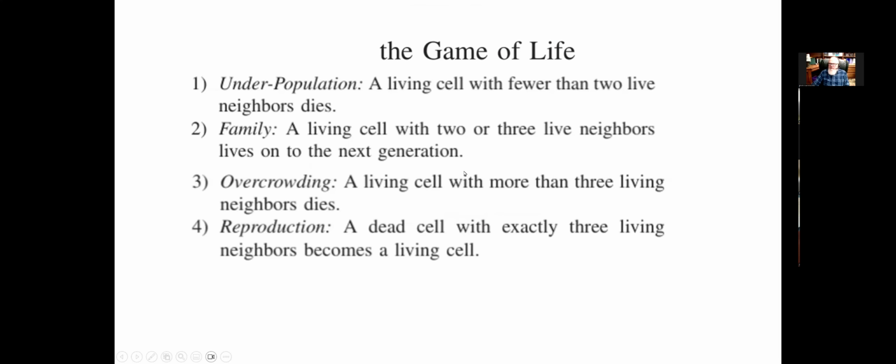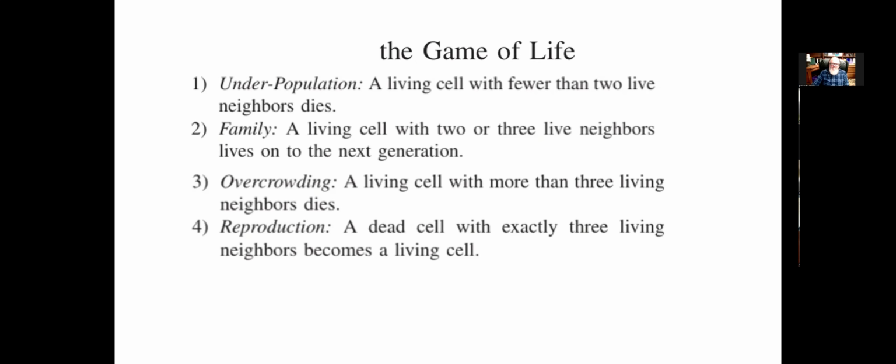Here's the idea. You have either a cell on the checkerboard on or off. If it's on, it's considered to be living. If it's off, it's dead. And here are the rules, which a guy named Conway did, and he developed it actually using a checkerboard before computers. First of all, there's underpopulation. A living cell, that is a cell that's on with fewer than two live neighbors, dies.